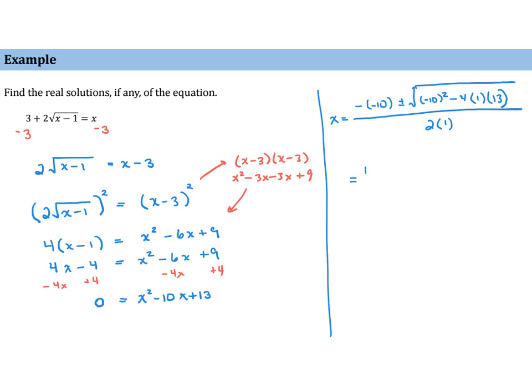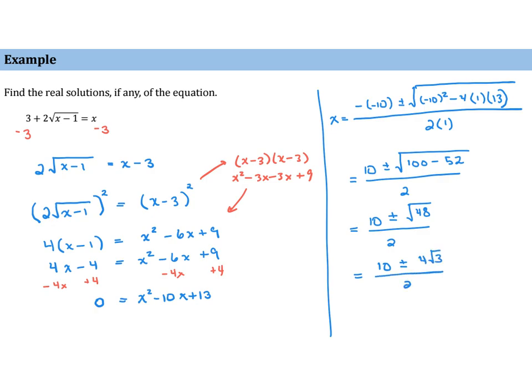So this gives us 10 plus or minus the square root of 100 minus 52, all over 2. That's 10 plus or minus the square root of 48 all over 2. The square root of 48 is 4 square roots of 3. Now in the numerator, we can factor out a 2.